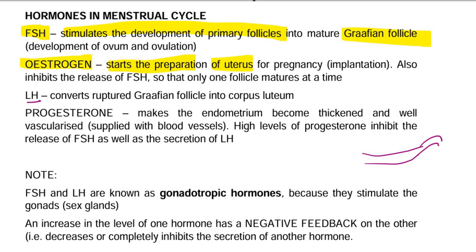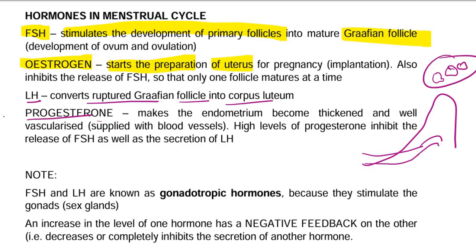And then LH converts the ruptured Graafian follicle into corpus luteum. So LH, you have it as high here because now it is converting the ruptured Graafian follicle into a corpus luteum. Progesterone is produced by the corpus luteum and it makes the endometrium become thickened and well vascularized, meaning supplied with blood vessels.